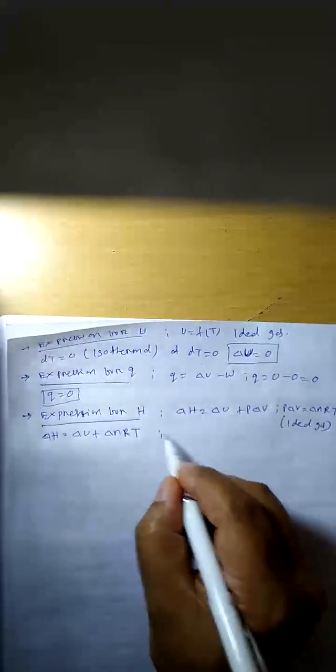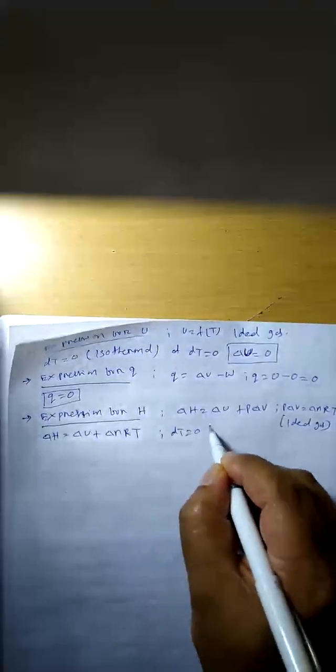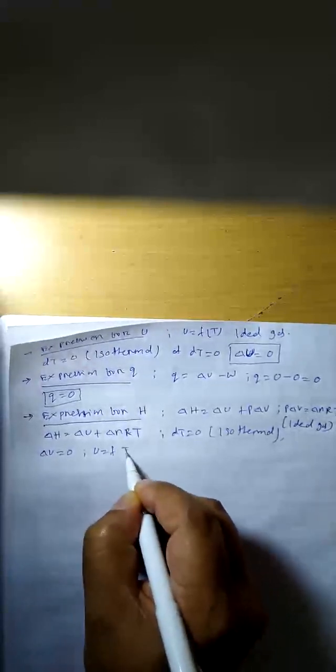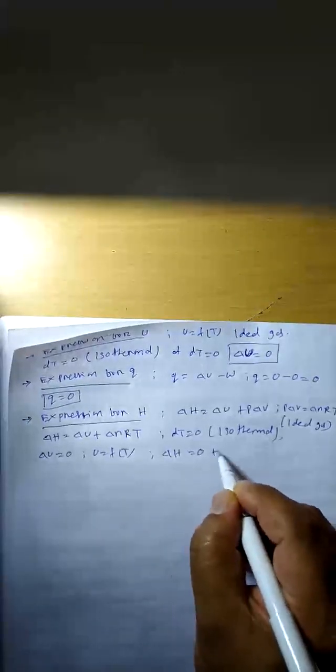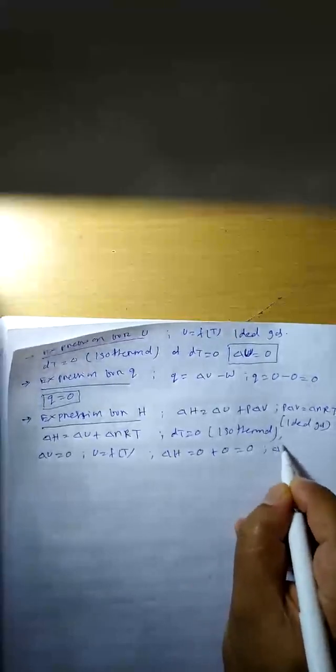The process is isothermal. dT is equal to 0 because it is isothermal. Delta U is also equal to 0 because U is a function of temperature in case of ideal gas. Now substitute the values: delta H is equal to delta U, 0, plus delta N RT, also equal to 0. 0 plus 0 is equal to 0, so delta H is equal to 0.